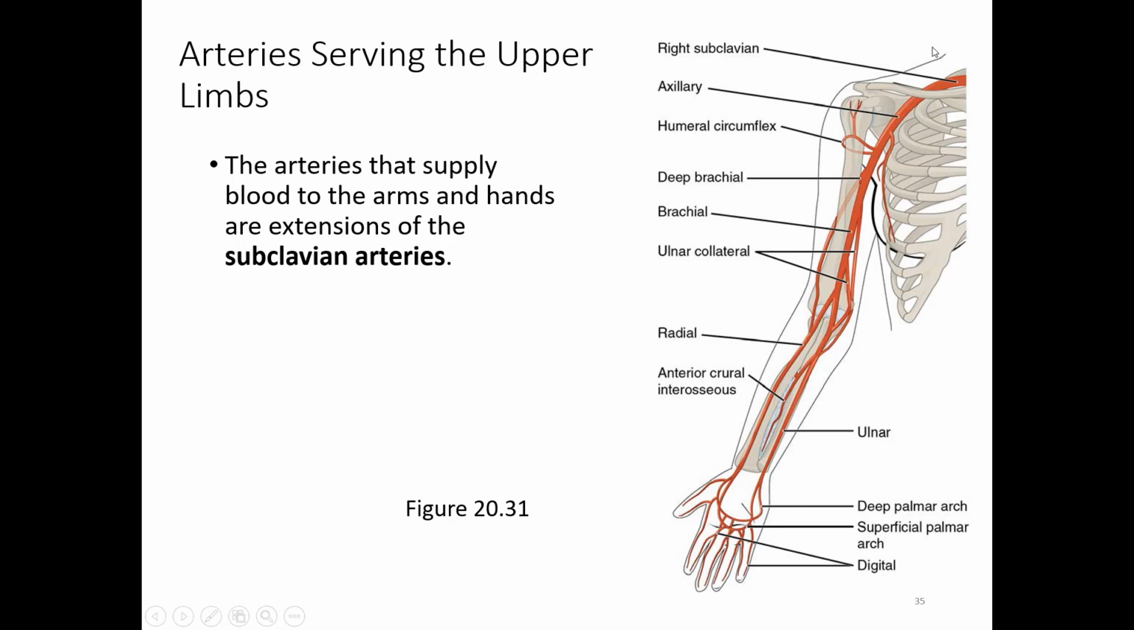Arteries serving the upper limb. Right subclavian artery going to the arm right now is called axillary artery, and then it again changes its name and it's called brachial artery, which gives several branches. Main of them would be radial artery and ulnar artery. Going along the bones, they come to the palm where they form deep palmar arch and superficial palmar arch, and those two arches give branches which are called digital arteries to the fingers.